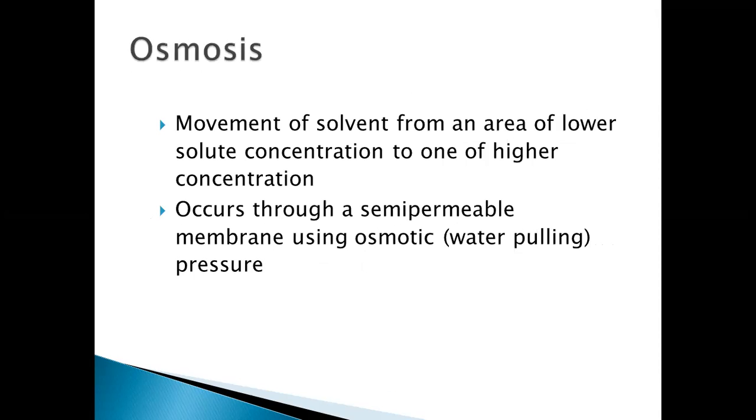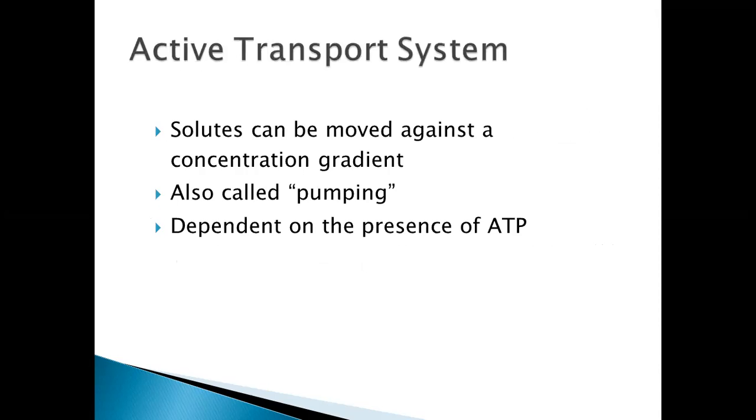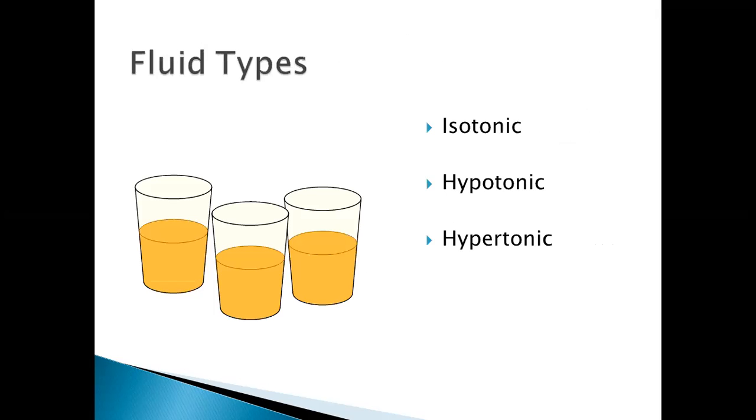Osmosis is movement of solvent from an area of lower solute concentration to one of higher concentration. It occurs through a semi-permeable membrane using osmotic pressure, that is, water pulling pressure. Active transport system includes the various pumps. Solutes can be moved against the concentration gradient, which is also called pumping. It depends on the presence of ATP as it requires energy.